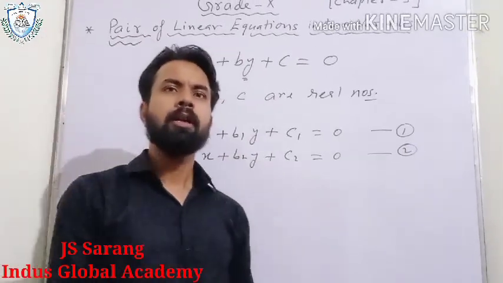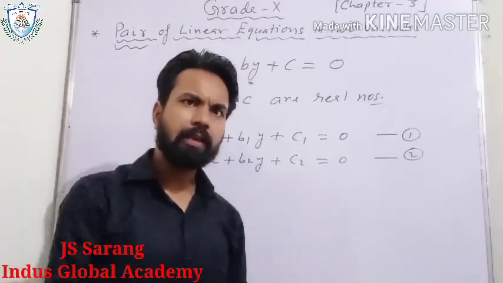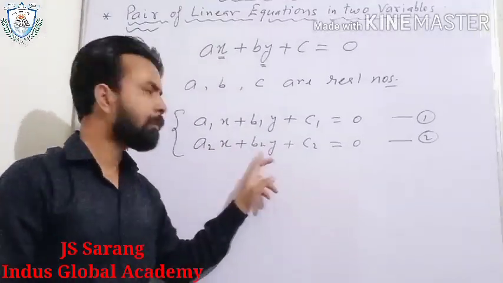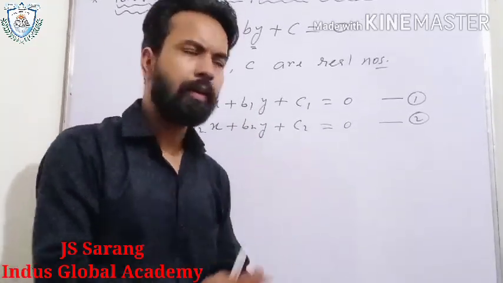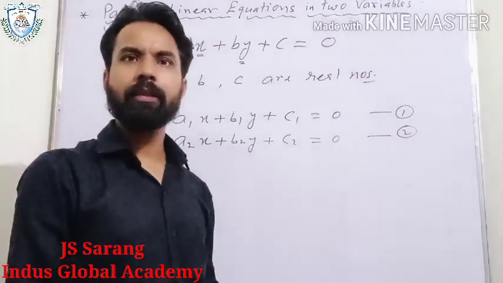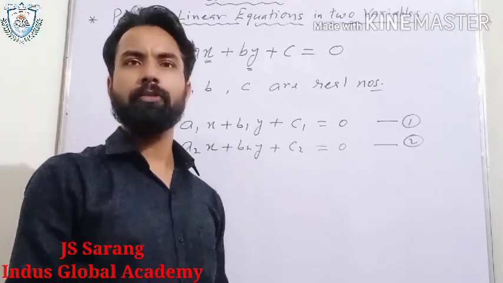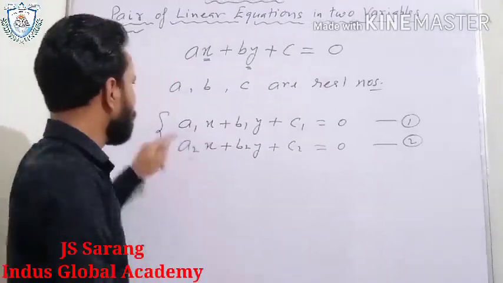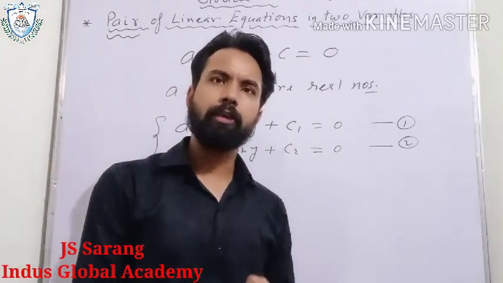Okay, now the question is, what is the solution of this pair of linear equations? What do you understand by the solution of the pair of linear equations? So beta, it is very simple. The values of the variables. What are the variables here? x and y. So the values of the variables which satisfy both the equations are known as the solution of that pair of linear equations. The values of x and y which satisfy both the equations are known as the solution.